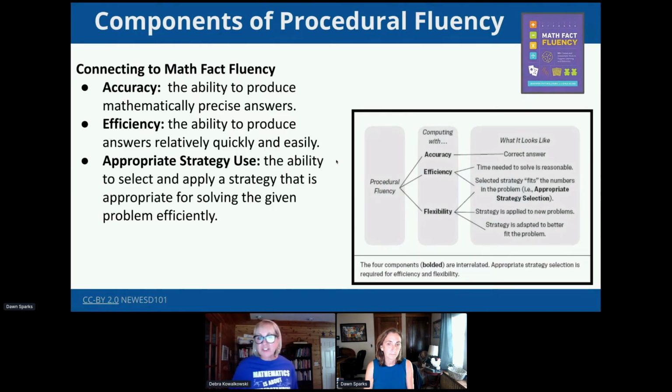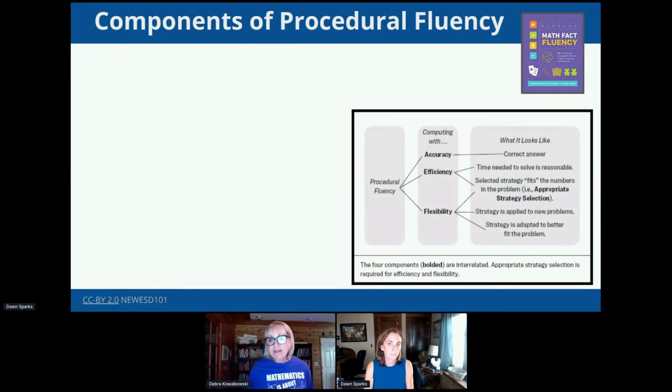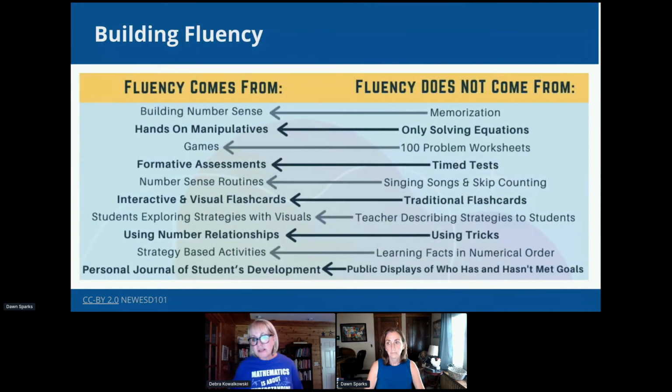Could you go back just a minute? Because one of the things that we want to think about is, do you remember, Dawn, when we talked about both you and I used traditional flashcards? And I noticed that comes from the side where fluency doesn't come from. But on the other side, it says interactive and visual flashcards. So one of the things is understanding what that is.